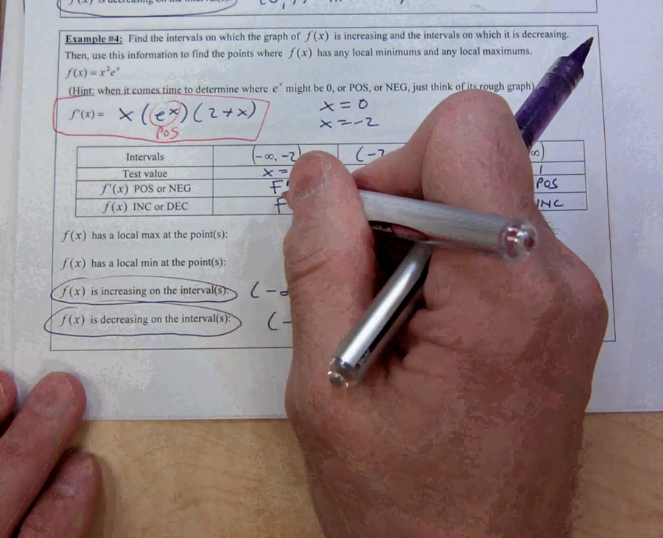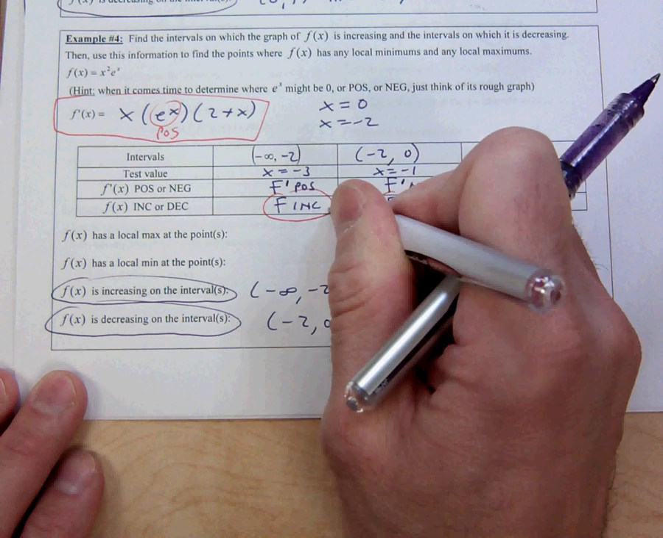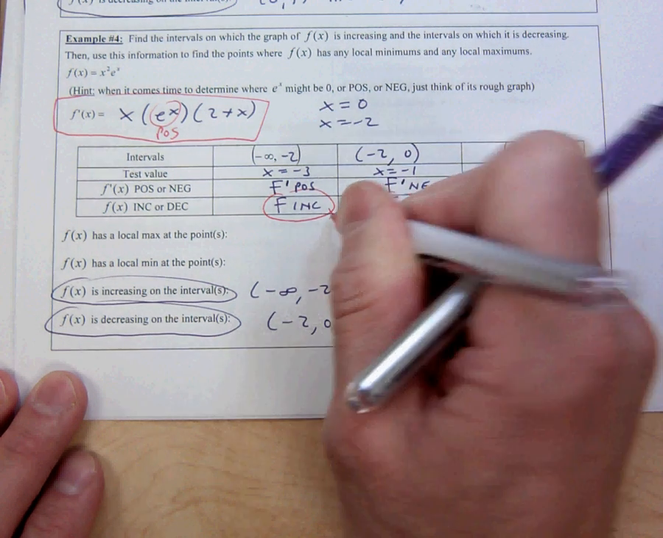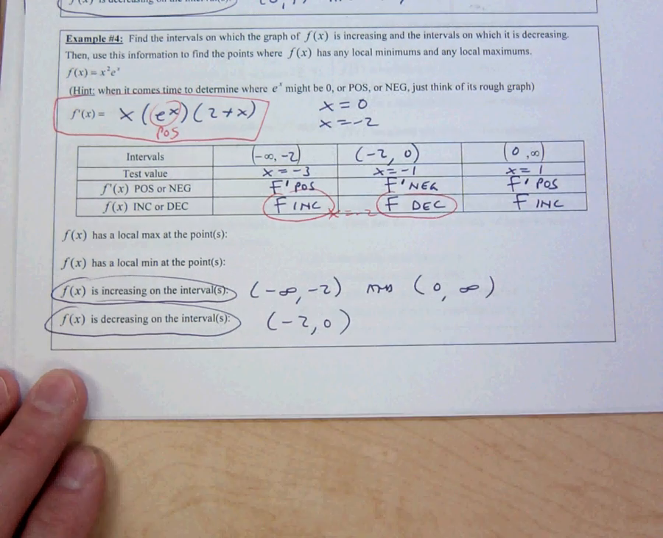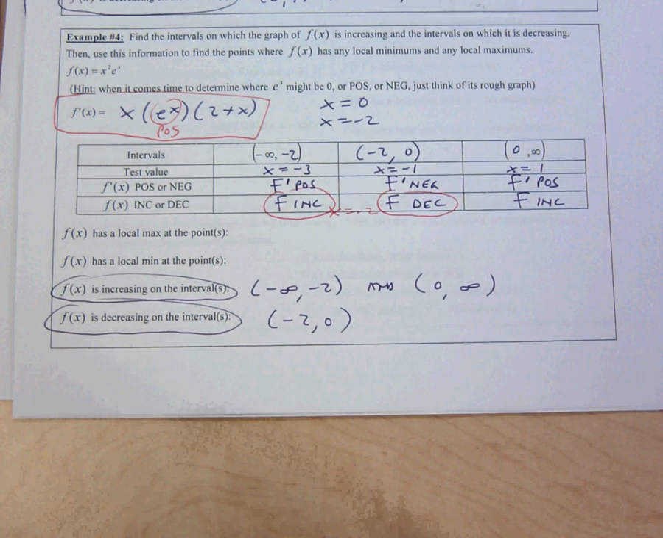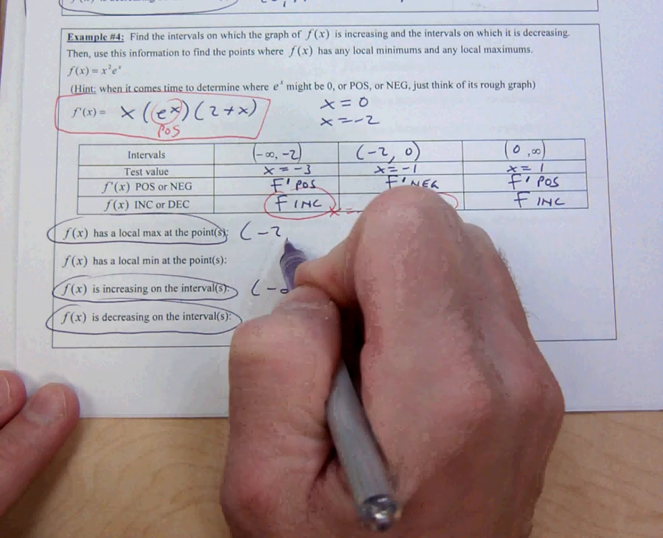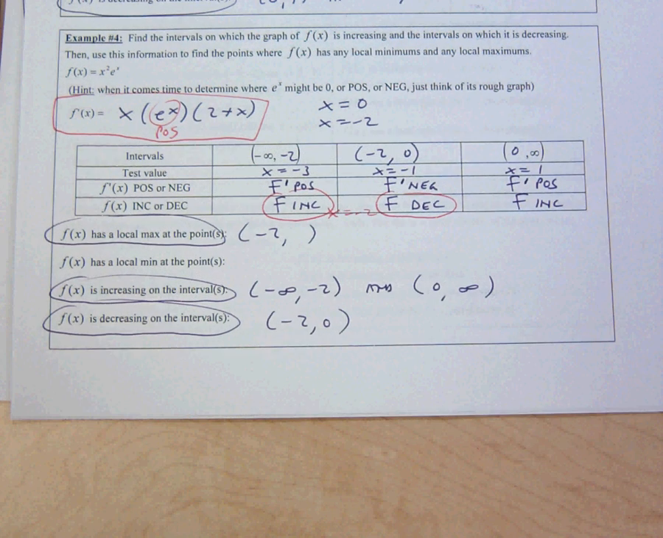Okay, now, what's happening here, guys? F goes from what? Increasing to what? Decreasing where? At x equals -2? And so that would be a hill, wouldn't it? So it looks like f has a hill or a local max at what? At -2 comma something? And how do I get the y value? Put it into the original function.